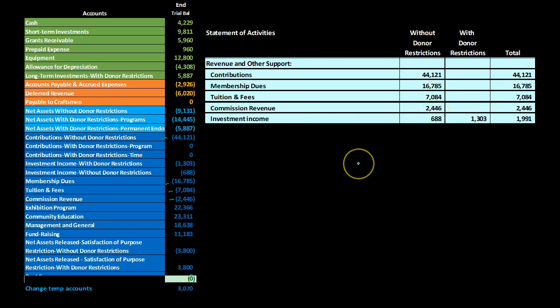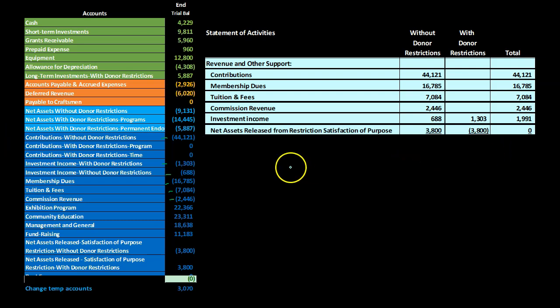And then we've got the investment income. Investment income will be broken out to those with and without donor restrictions. So we have the investment income here without donor restrictions. That's the $688. Then the investment income with donor restrictions, the $1,303. So we break that out then into our columns. Without donor restrictions, the $688. The amounts with donor restrictions being the $1,303. Summing those two up then in the total column, adding up to $1,991. Then we're going to have the net assets released from restrictions.